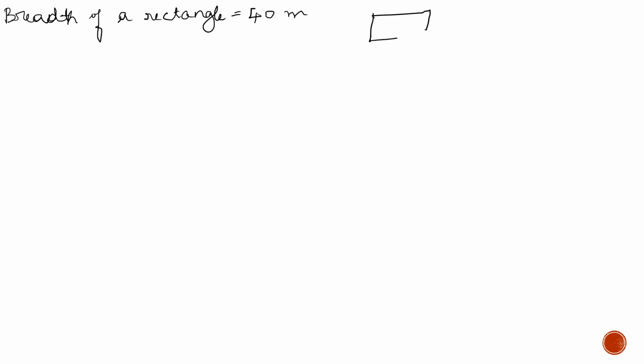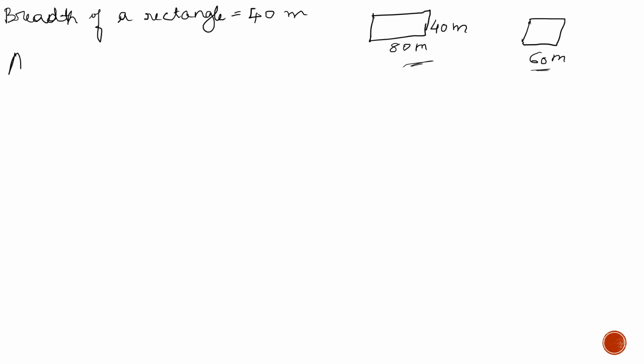Now what is the breadth of the rectangle? It is equal to 40 meter, with length 80 meter. And the square has side 60 meter. Okay, this is the square, this is the rectangle. Now let's find out the area of a square.